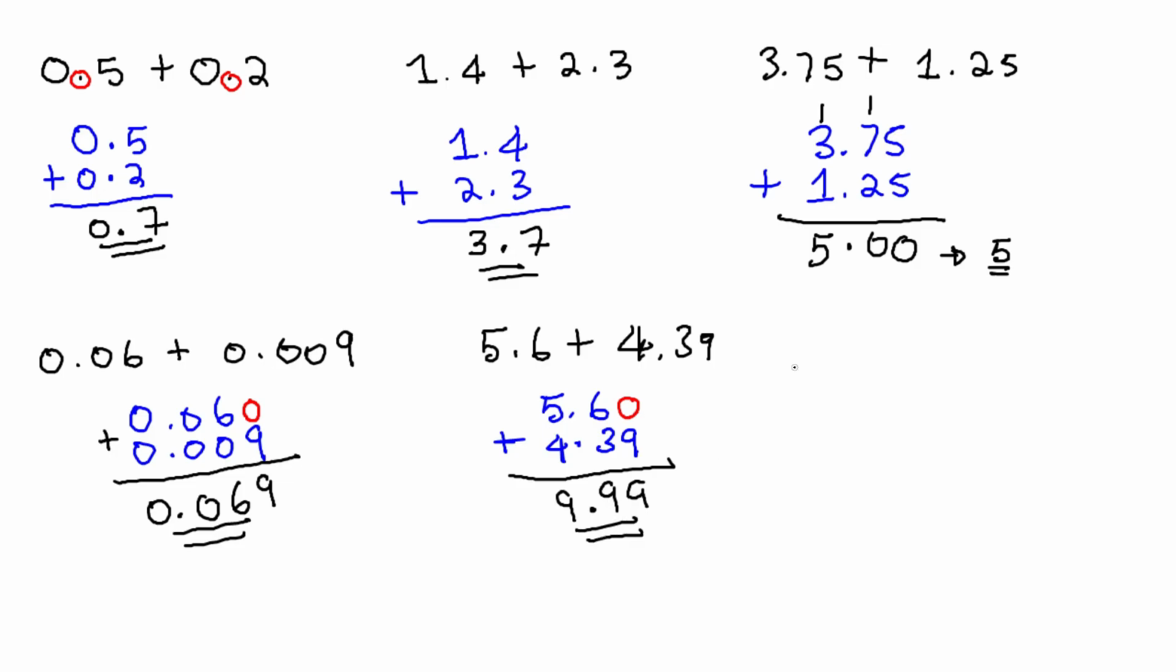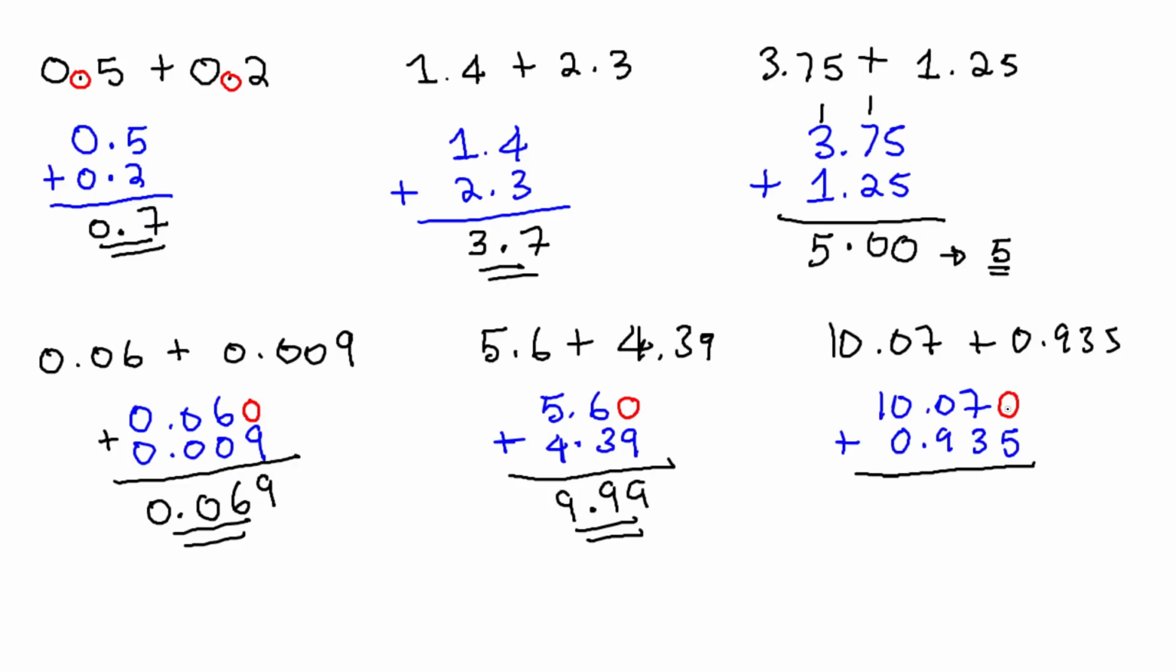Okay, so the problems are getting a little bit harder. Here's this other one. Try to add 10.07 plus 0.935. So let's line up these numbers. 10.07 plus 0.935. Okay, so we have empty spaces. Let's put a 0 to match the decimal places. Now let's add 0 plus 5, that will be 5.